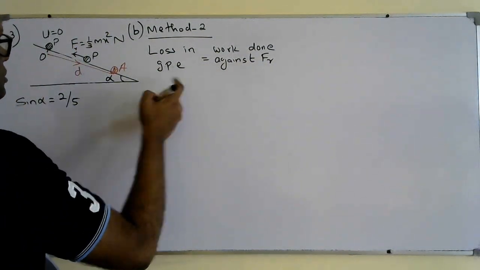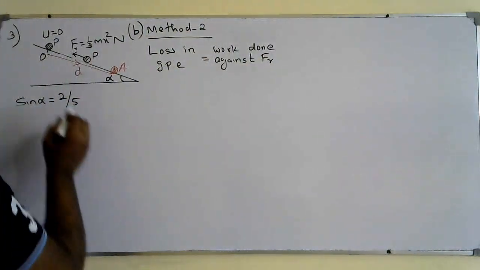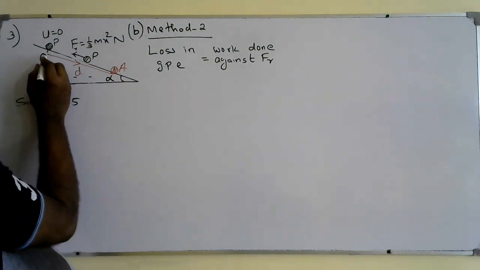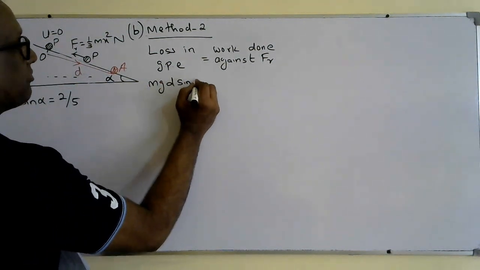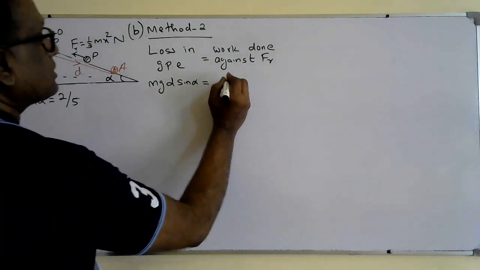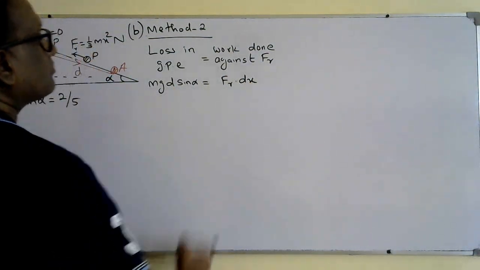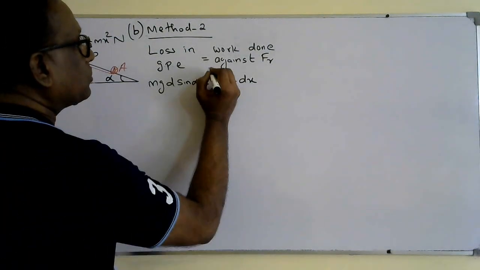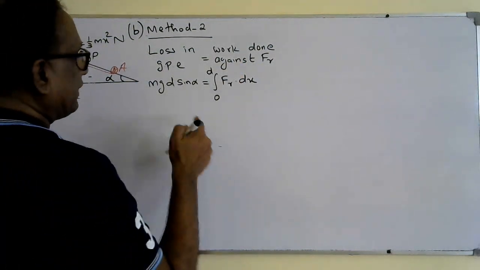Loss in GPE: it has moved down a distance d, and I need to find d. When it moves along the slope a distance d, it loses GPE equal to mg d sine alpha. The height will be d sine alpha. So mg d sine alpha is equal to the work against the opposing force Fr, that is Fr into the distance moved, dx. So I need to integrate. The total distance moved is from 0 to d. I don't need any general equation here, so I'll put the limits there. Okay, so we'll solve it.